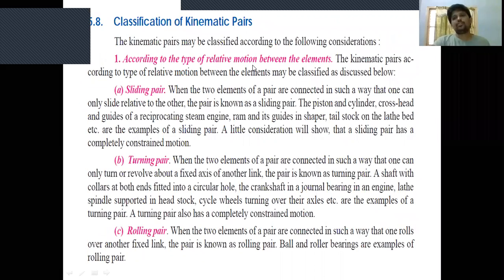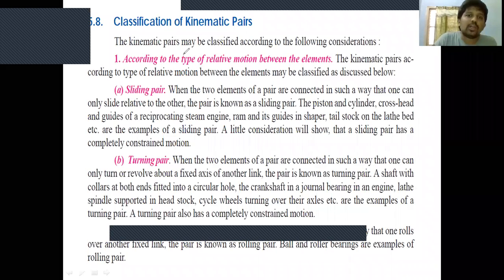How can you classify different types of pairs? It depends upon the relative motion between them, how both links are moving. If they are sliding to each other, then it is a sliding pair. If they are turning, you think you know, right? Turning means you are turning with respect to a fixed axis. Take a cycle tire. You have a fixed axis and the tire will rotate around the axis.